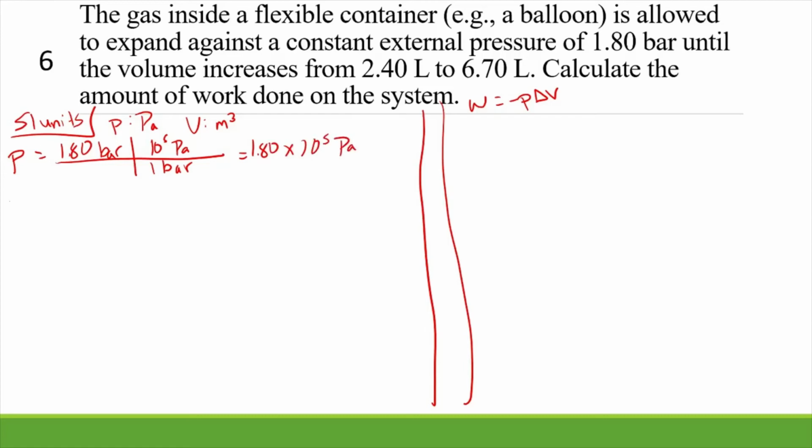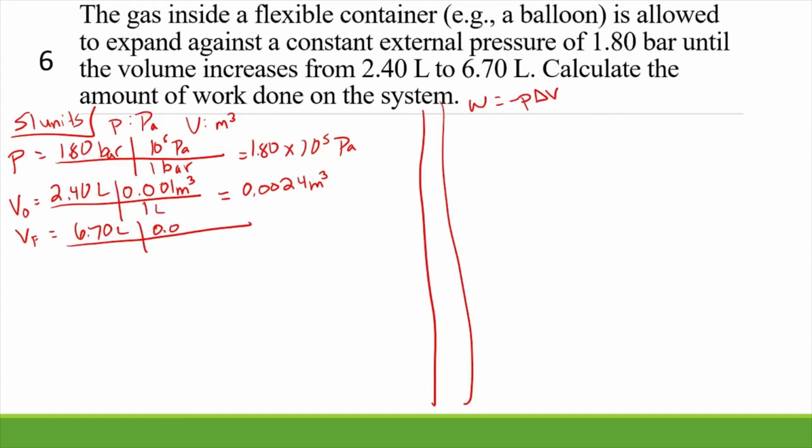For our volumes, our initial volume is 2.40 liters. And we need this in cubic meters. The back of your book tells you it's 0.001 cubic meters per 1 liter. So this is 0.0024 cubic meters. Do this for our final volume also, 6.70 liters. You could also do delta V and then transform that, but it doesn't matter. You'll get the same thing either way. And this is 0.0067 cubic meters. So delta V then is equal to V final minus V initial. And that is 0.0043 cubic meters.